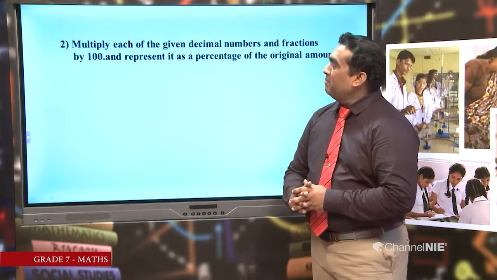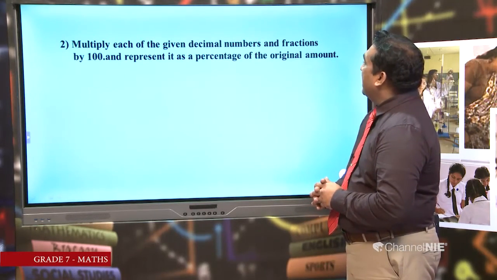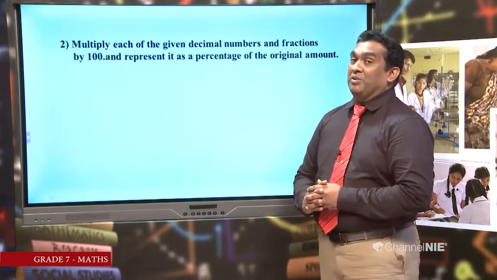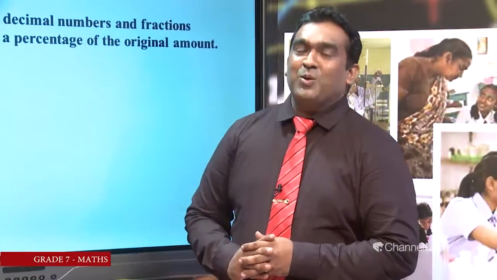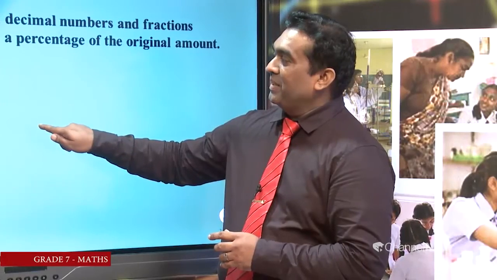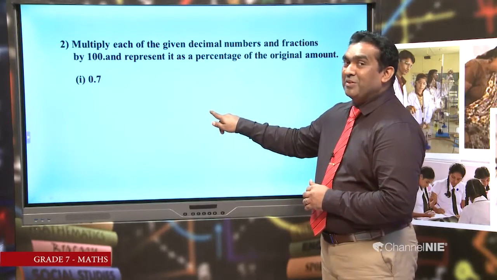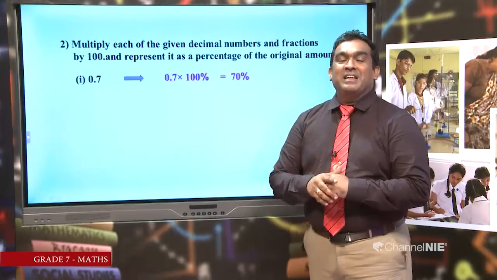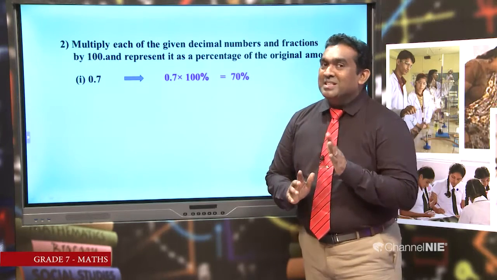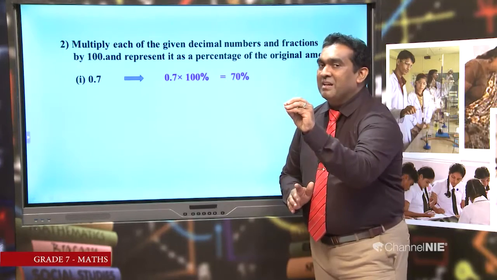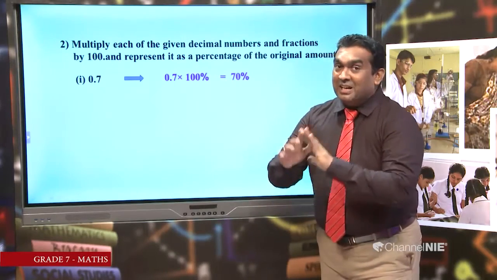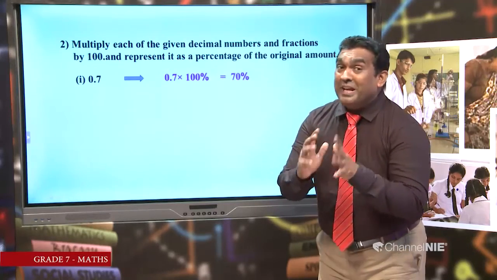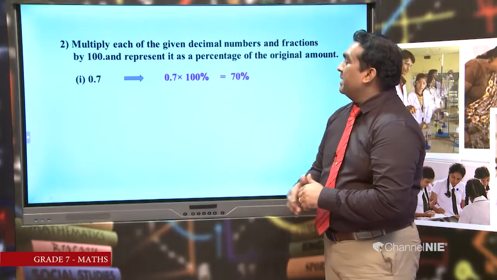Now next one. Multiply each of the given decimal numbers and fractions by 100 and represent it as a percentage of the original amount. What is the original amount? We can see here 0.7. Now look at the method. Directly you multiply 0.7 by 100 according to the concept. A fraction, directly you can multiply it by 100. Then the fraction is converted into a percentage. Likewise here, a decimal, directly you can multiply it by 100 without converting into a fraction. Right? 0.7 multiplied by 100.